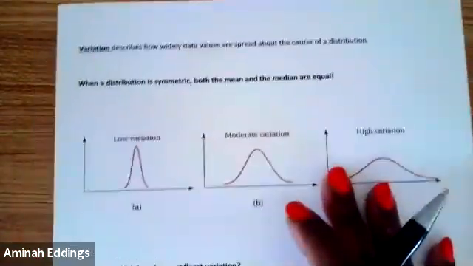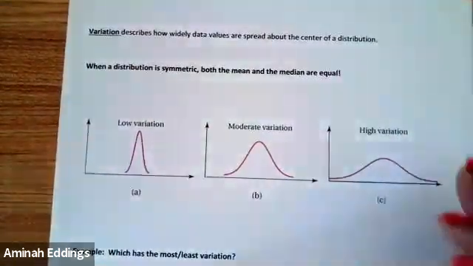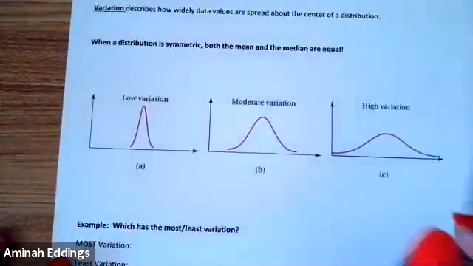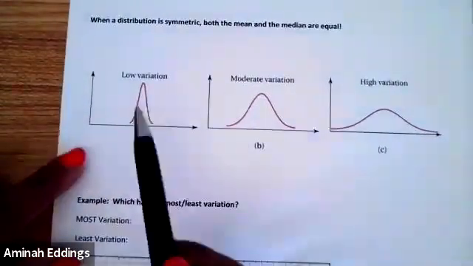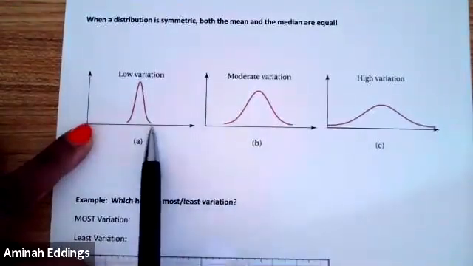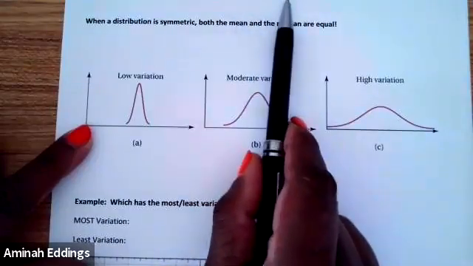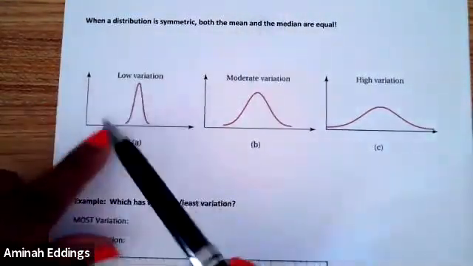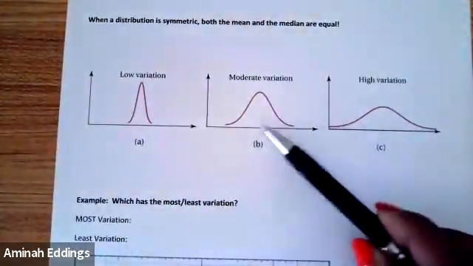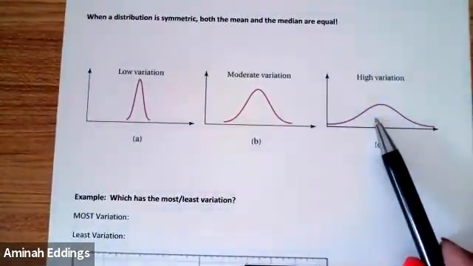So variation. Variation describes how widely your data values are spread about the center of the distribution. When your distribution is symmetric, your mean and your median are equal. Here we have low variation, because variation shows how the data values are spread, and here they're not spread about that much; they're clustered. Here we have moderate variation, and this shows high variation.